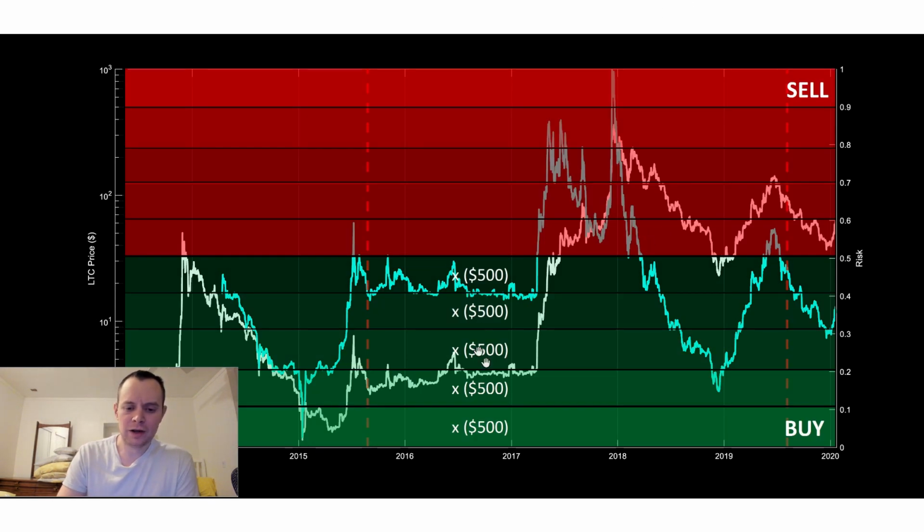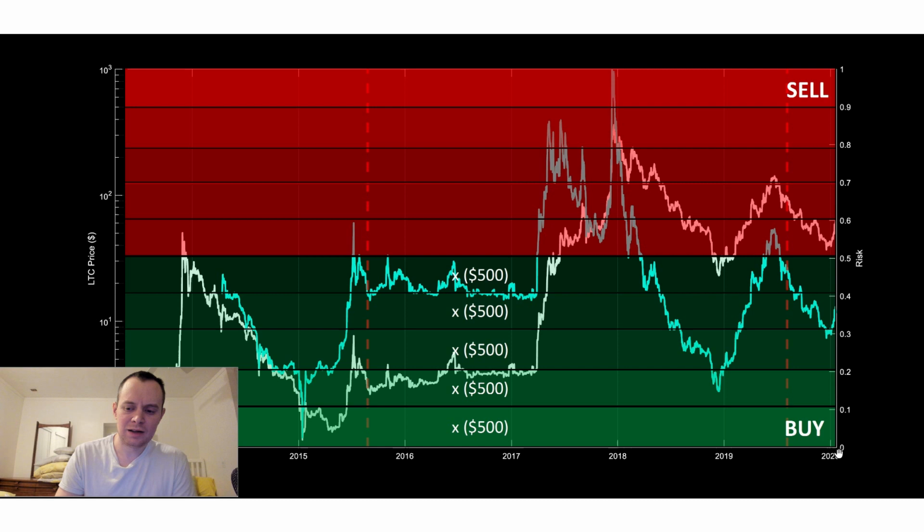So one thing you could do is take this risk indicator and, maybe you're a person that just puts in the same amount every single month or every single week into Litecoin. Let's say you're just putting in $500. Then what you could do is only put in the money when the risk is between levels that you are okay buying at. So if your risk tolerance is say between 0 and 0.5 and you're okay buying in that region, then maybe you continue to put $500 in. And then once it pops above this region, then potentially you start to take profits.